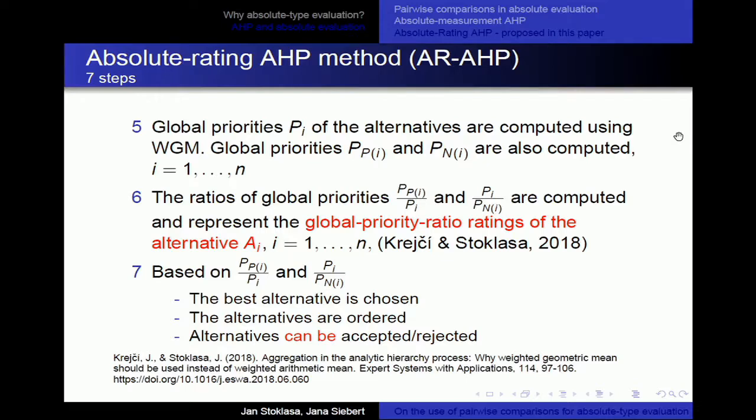We can even use the values to decide on the acceptance or non-acceptance of the alternatives, because on an absolute type scale, we can define acceptance or non-acceptance thresholds, because every value of the scale has full meaning. And now, essentially, this somehow mimics the ideas of TOPSIS, but at the end of the day, it makes AHP an absolute type evaluation method.